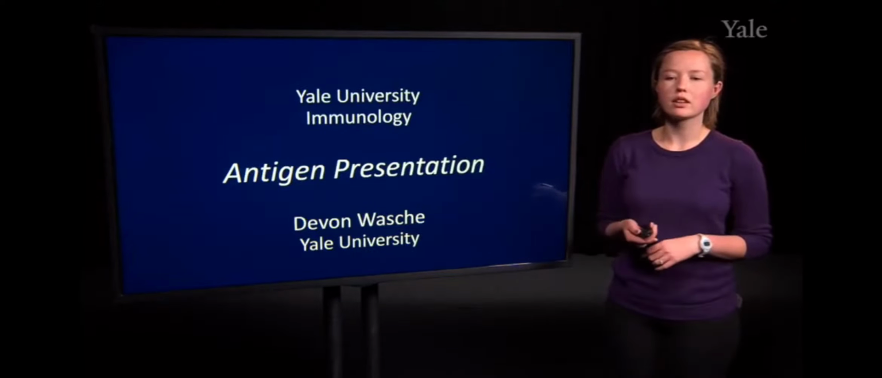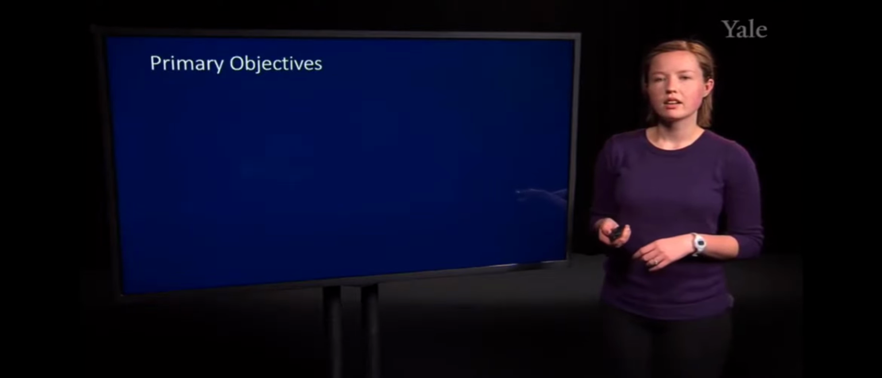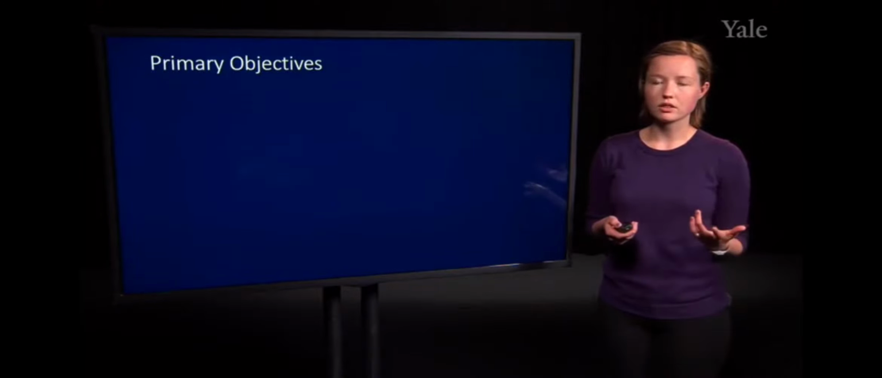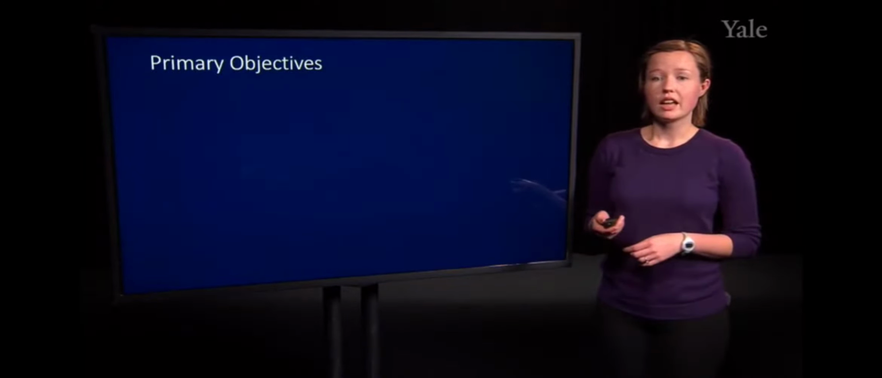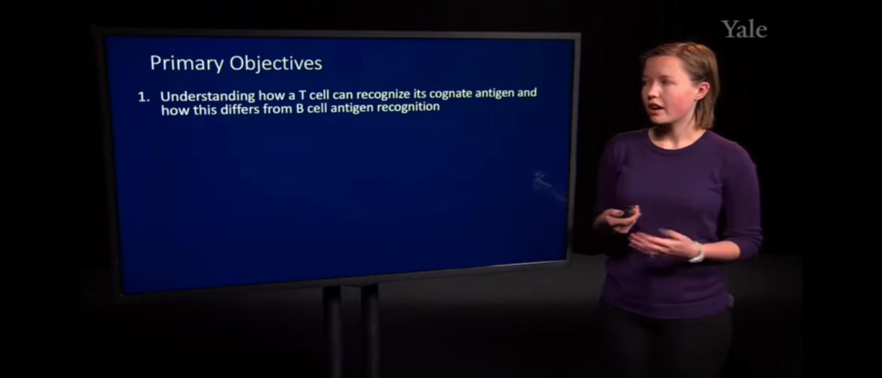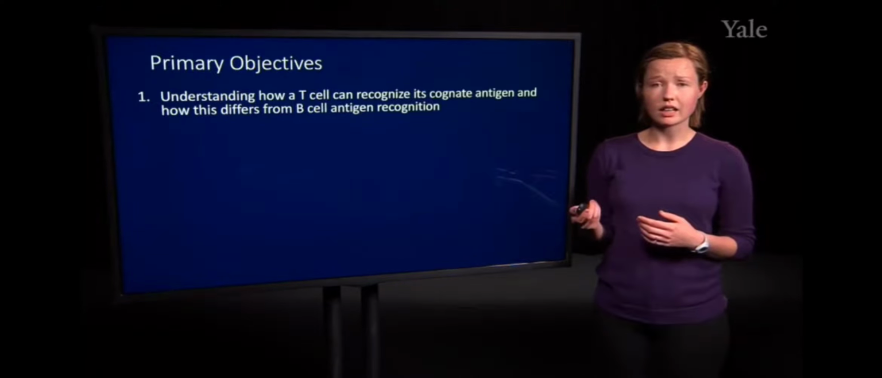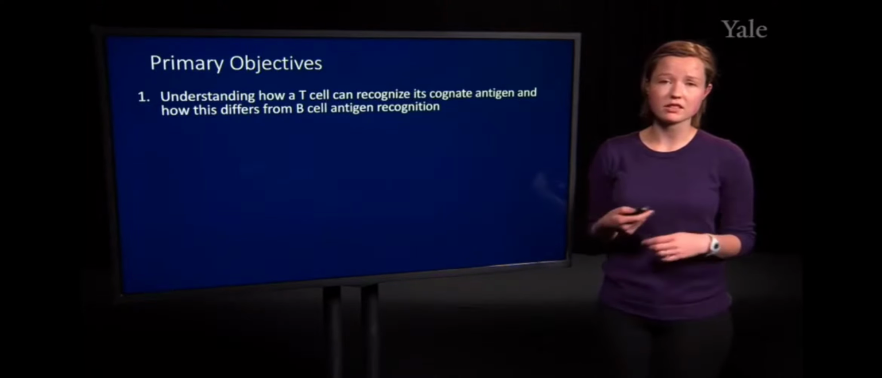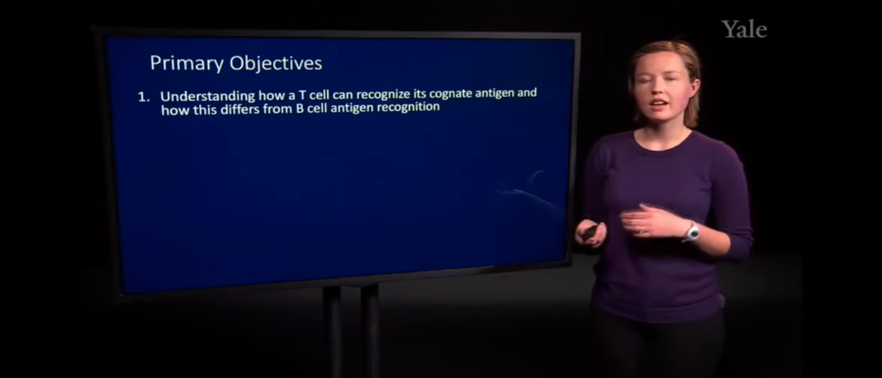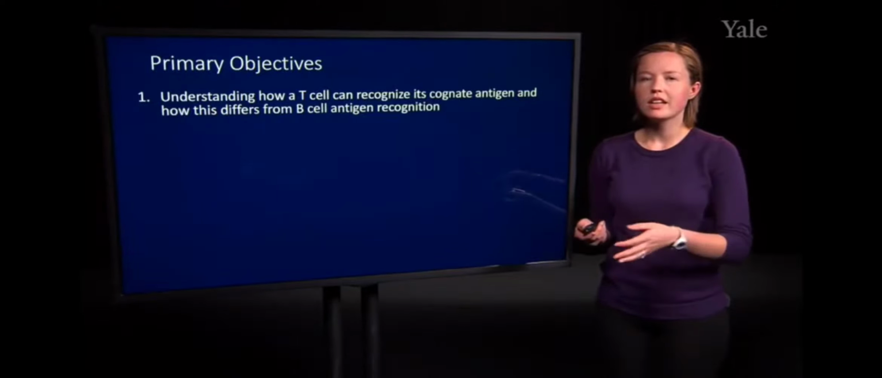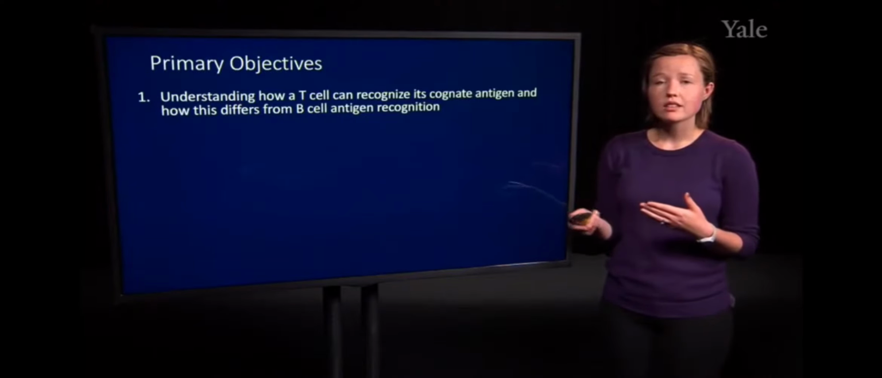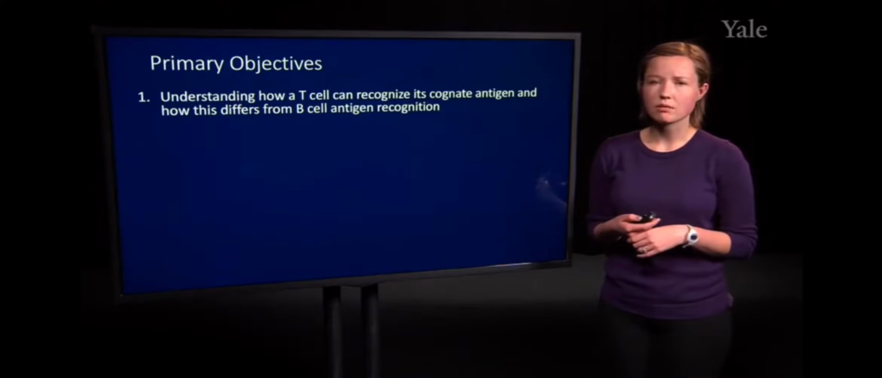All right. So I would like to start out this lecture with some primary objectives. These are the things that we hope to learn over the course of the lecture. For our first primary objective, we want to understand how a T cell can recognize its cognate antigen and how this will differ from B cells. I know we haven't learned about T cell receptors or B cell receptors yet, and so we're getting a little bit ahead of ourselves in trying to understand this mechanism of antigen presentation, but in the next lecture we will be learning about lymphocyte antigen receptors, so you'll have a better handle on why this is important once we get there.